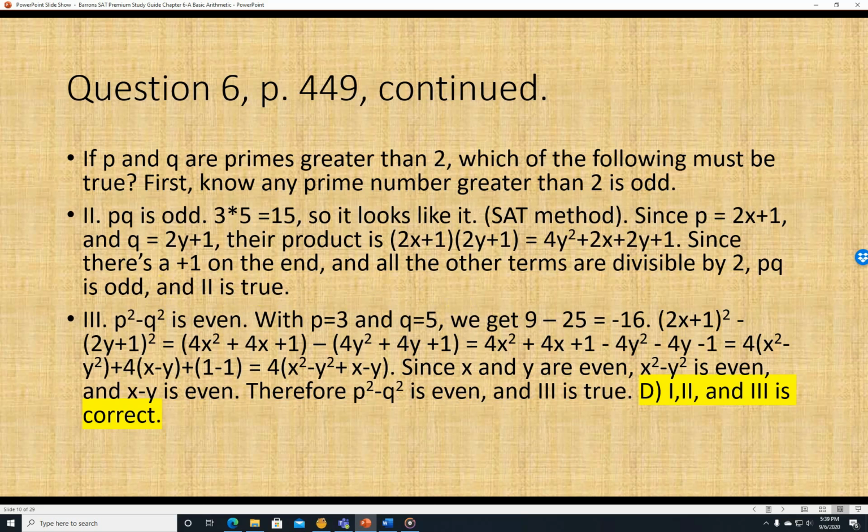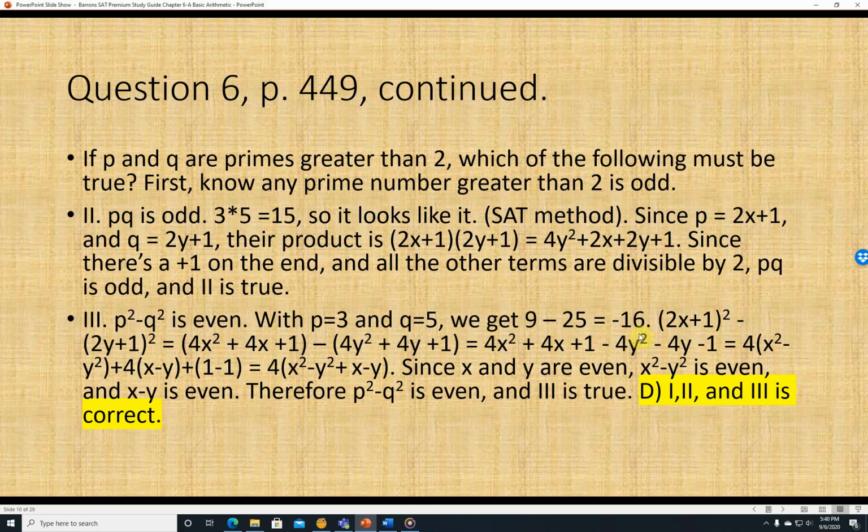So 2x plus 1 squared minus 2y plus 1 squared is going to be 4x squared plus 4x plus 1 minus 4y squared plus 4y plus 1. So that's just going to be 4x squared plus 4x plus 1, and then we have to change the sign of everything in this last set of parentheses. So negative 4y squared minus 4y minus 1. So notice the plus 1 and the negative 1 cancel out.